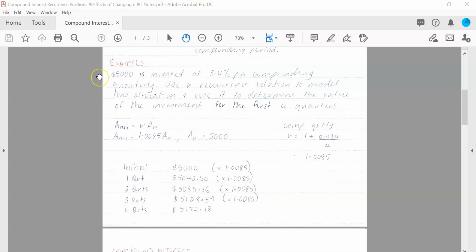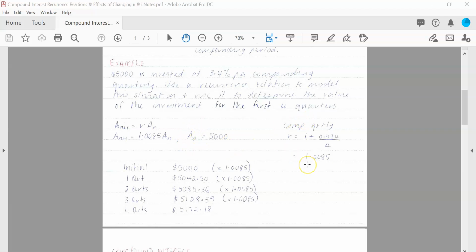So this example here says that $5,000 is invested at 3.4% per annum compounding quarterly, and we're asked to use a recurrence relation to model this situation and use it to determine the value of the investment for the first 4 quarters. So I've written the formula here straight from the formula sheet. You'll notice that the formula sheet doesn't include the a_0 part. We need to remember to include that bit ourselves.